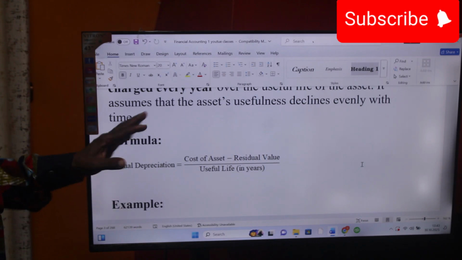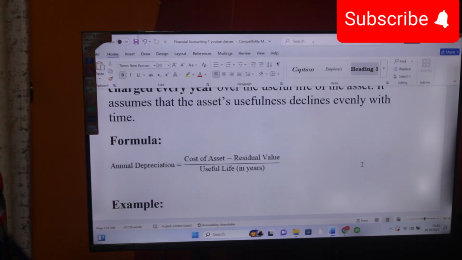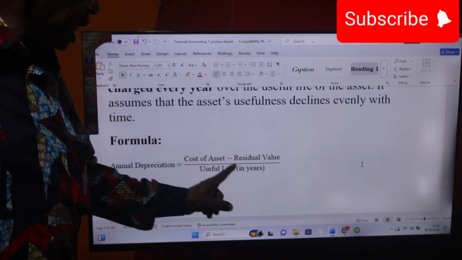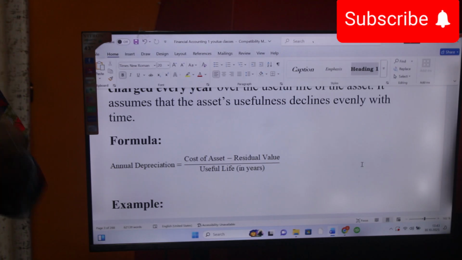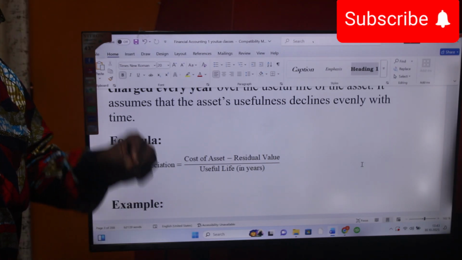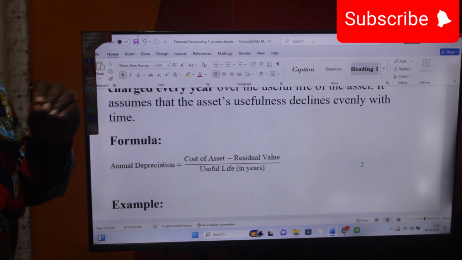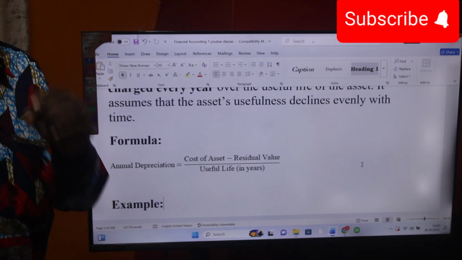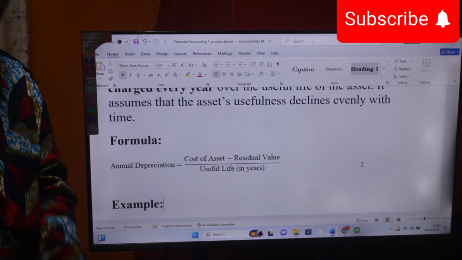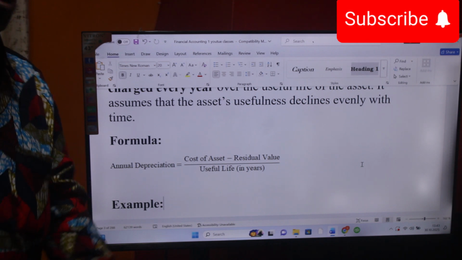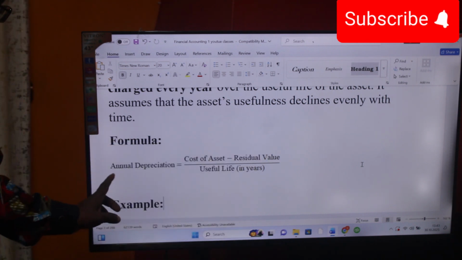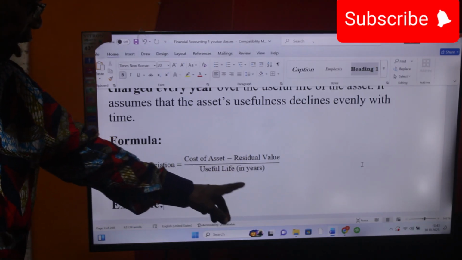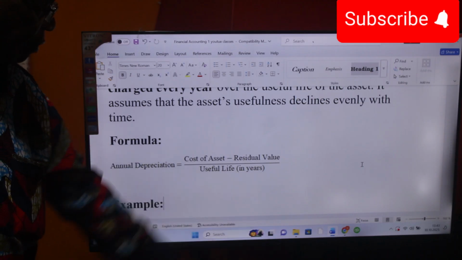And the way to compute depreciation, students forget residue value. And I urge you, anytime you are computing depreciation, and we are told that there is a residue value, that value is not depreciated. We will not lose that amount. So the annual depreciation is the cost of the asset minus residual value divided by the useful life in years.